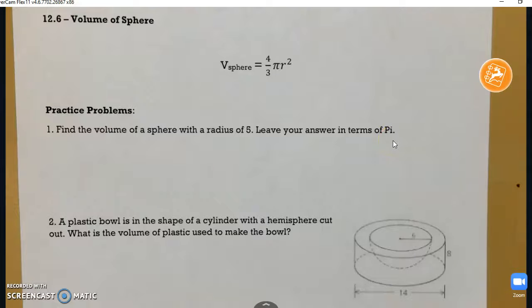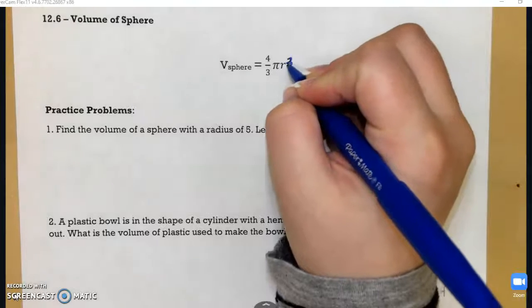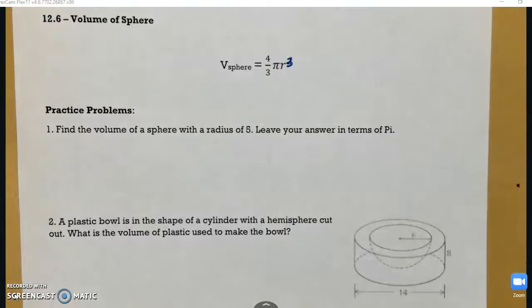Alright guys, this is our last section for chapter 12, wrapping it up with volume of a sphere. And our formula for that, I believe I have a typo on actually. This should be 4/3 pi r cubed. I will correct that with your PDF that's going to be in Canvas for you. So our volume of a sphere is 4/3 pi r cubed.